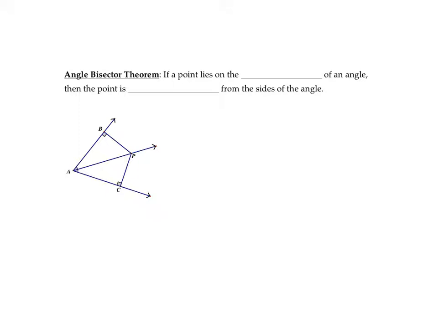The first of our two theorems today is the angle bisector theorem, and it states if a point lies on the bisector of an angle, then the point is equidistant from the sides of the angle. So if we take a look at our picture, and you see that the angle A has been bisected by ray AP, you see the markings that tell us that those two angles are congruent to each other.